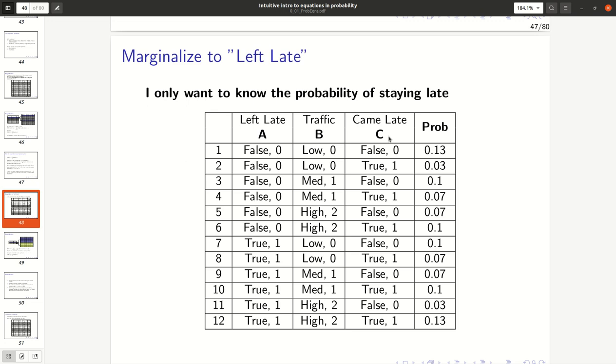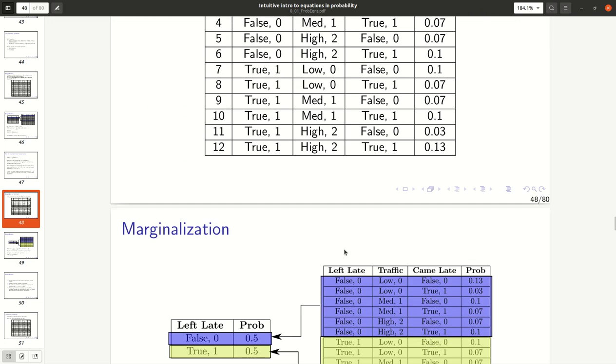Just pause for a minute and think about what will be the columns in the new table, and how will you compute the values for each row in that table. Also try to write the formula for it. So here is the answer.